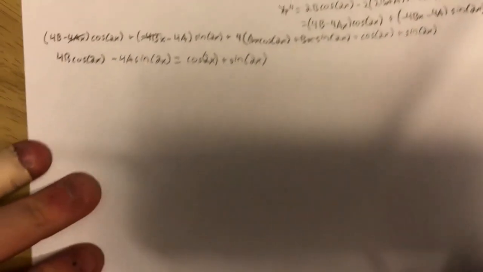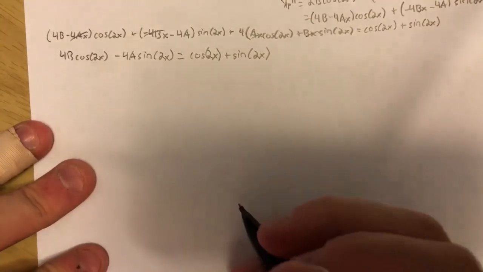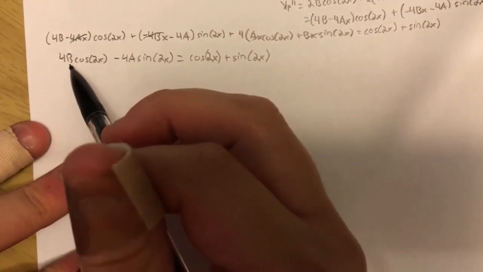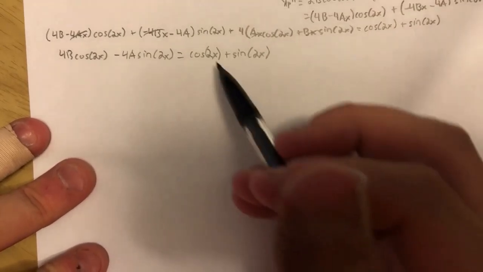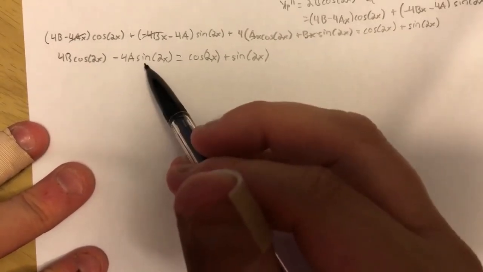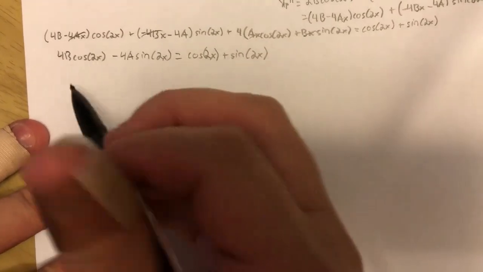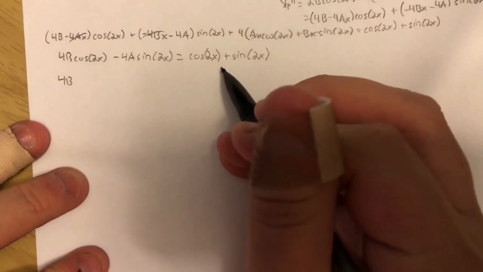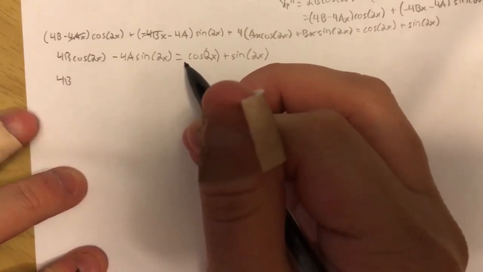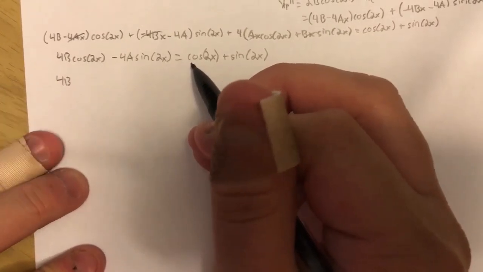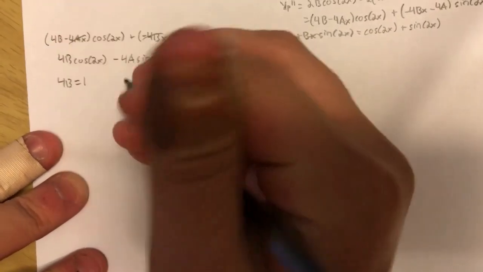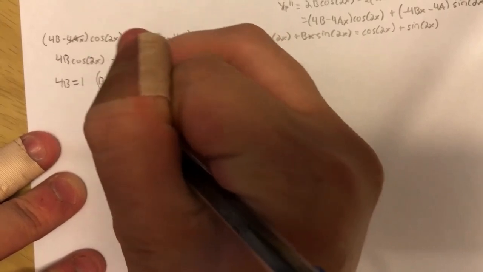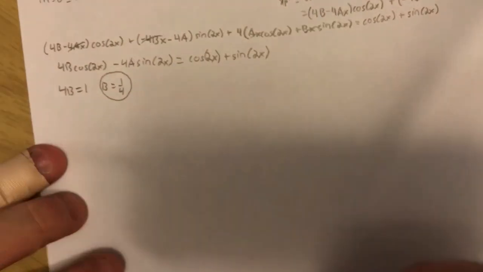Now, in order to find the coefficients a and b, we have to set the coefficients for cos of 2x equal to each other, and then the coefficients of sine of 2x equal to each other. So for cos 2x, we have 4b. So the coefficient of cos 2x on the left side is 4b. On the right side is 1. 4b equals 1. So we could find that b equals 1/4. Circle that, because we'll use that.